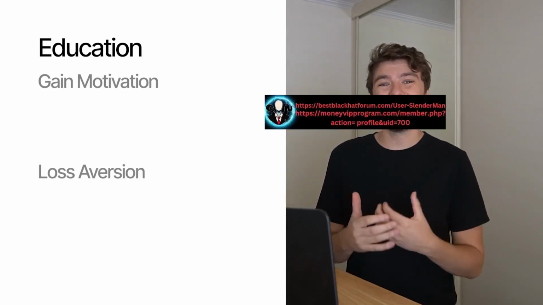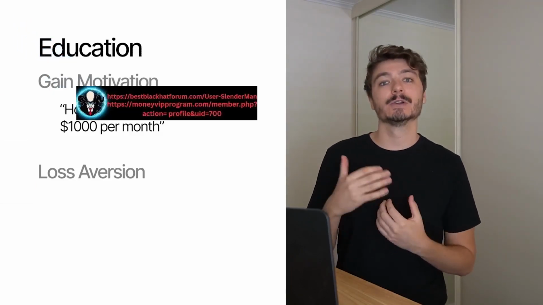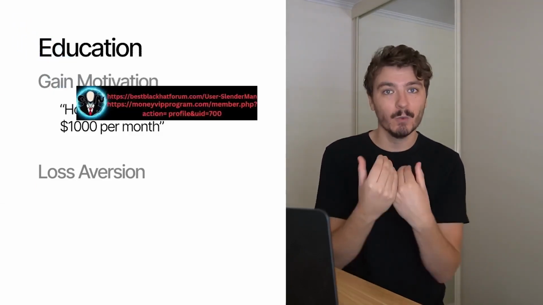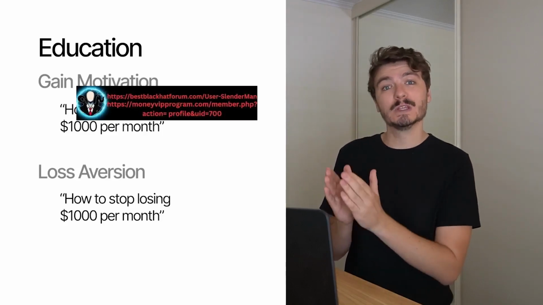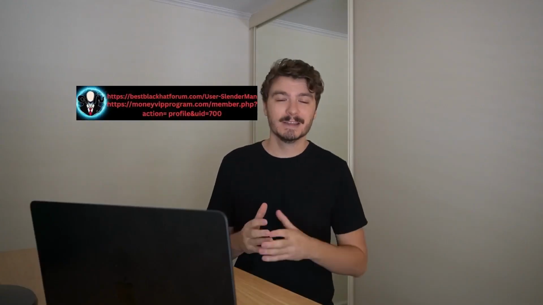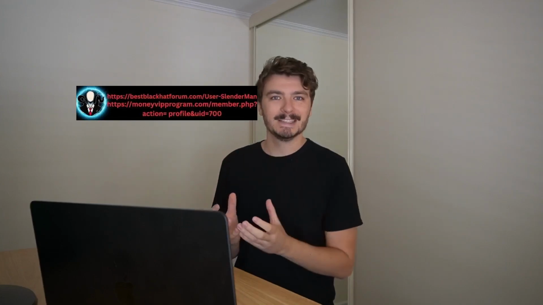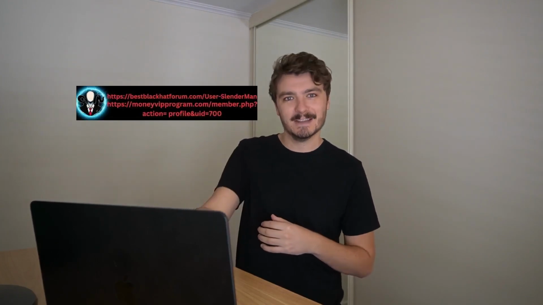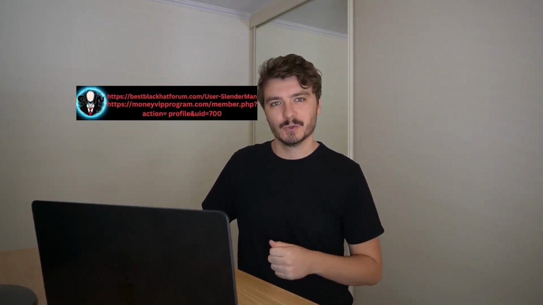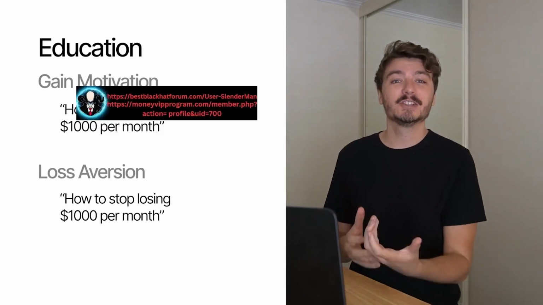As an example, a gain motivation would be a video titled such as how to make another $1,000 per month. So you are gaining $1,000 per month. A loss aversion would be how to stop losing $1,000 per month. Now, typically, this isn't always the case, but typically humans are more loss aversion minded. We are typically more likely to not want to lose something than we are to gain something. That is typically the case. And that's quite an important thing to understand for educational channels. So gain motivation and loss aversion are the two genres of educational videos.